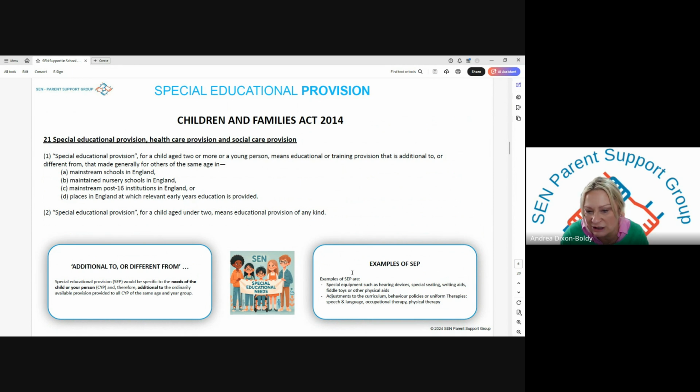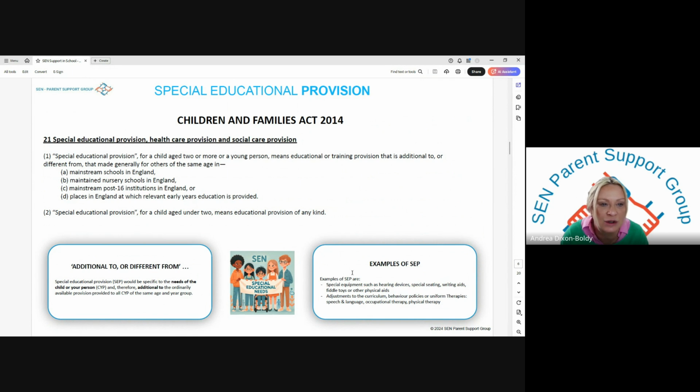Examples of special educational provision are special equipment such as hearing devices, seating, writing aids, fiddle toys, or other physical aids. Adjustments to the curriculum, behaviour policies or uniform, therapies, speech and language, occupational therapy, physical therapy.